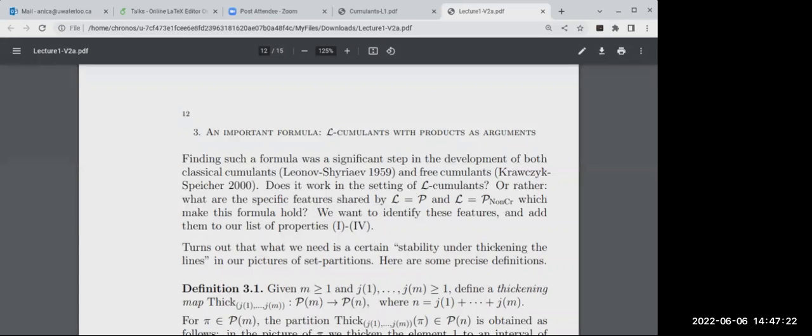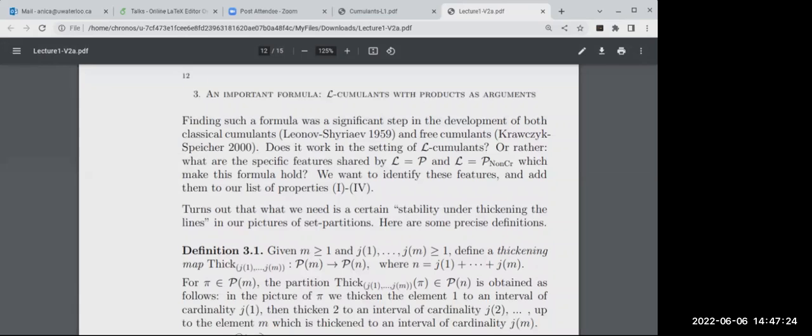I can tell you the story that Speicher and his student Krawczyk discovered this. It was in 2000 that they published their work about free cumulants. I think that at that time they were not aware that they were doing exactly the free analog of this Leonov-Shiryaev result from 1959.